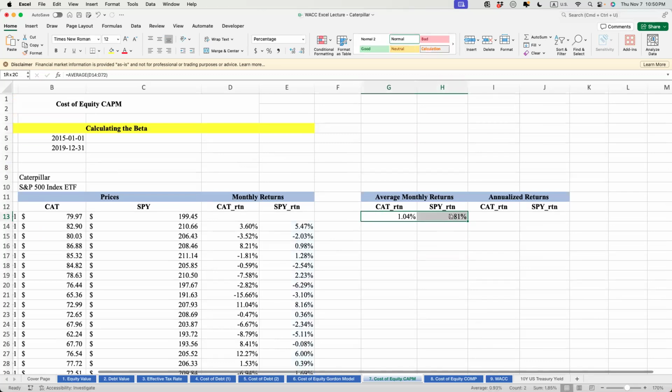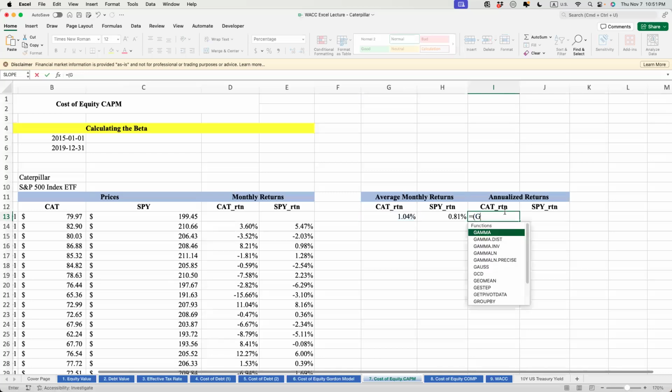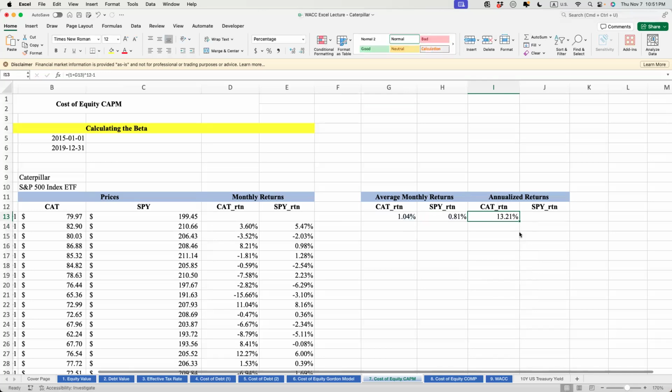Since we're dealing with monthly returns here, when we try to annualize that, we can use the monthly average return. Sorry, 1 plus the monthly average return to the power of 12, and then minus 1. The reason this is to the power of 12 is because we're trying to annualize a monthly return. If this is a daily return, normally we use 252 here, because we have 252 trading days every year. If this is a quarterly return, you use 4 here, okay? So this tells you, based on the data we collected from 2015 to 2019, the annualized return for Caterpillar stock is 13.21%.